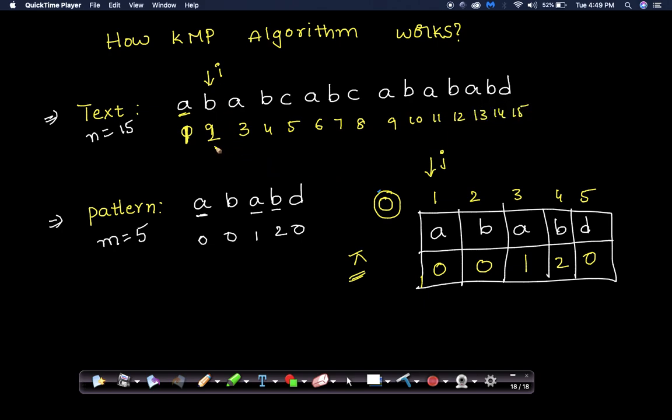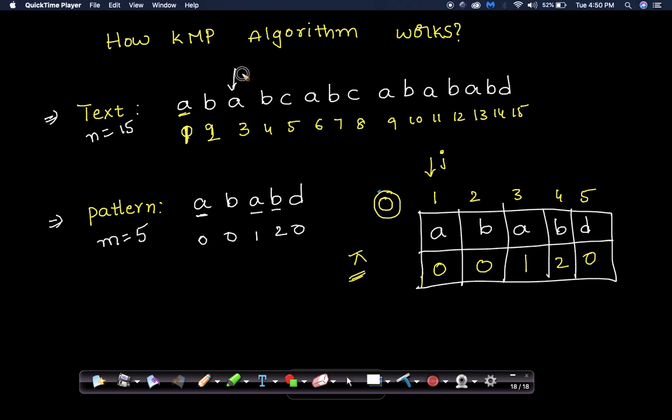Right now I am at the second index, that is the second character of the given input string. Then what we have to do is check the j plus 1 index value, which is b. I'm going to compare it with the ith index value, that is b. Yes, it's a match. Then I'm just going to increment the value of i by 1.